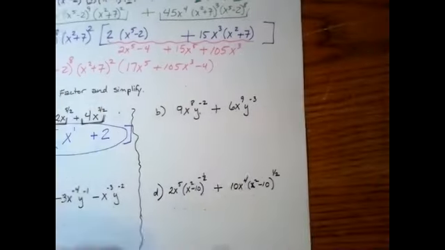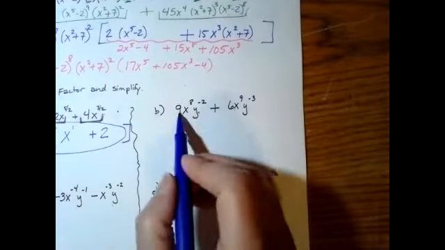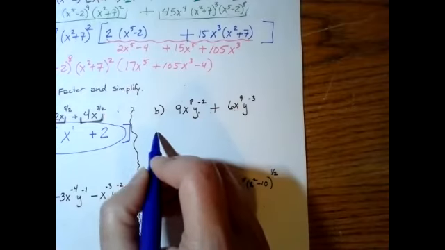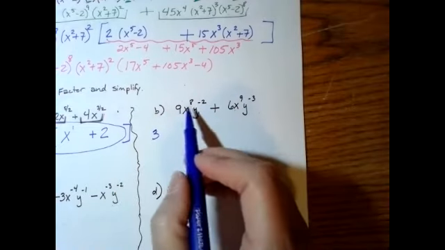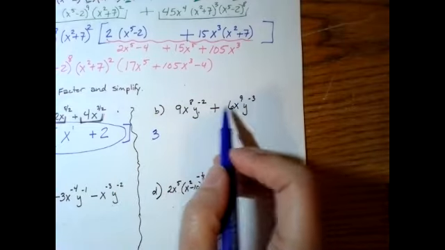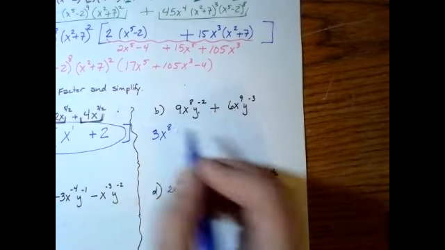Okay, works the same with negative exponents as well. 9 and 6 are coefficients. We can get a common factor of 3. X to the 8th or x to the 9th. Smallest one for x is the x to the 8th.